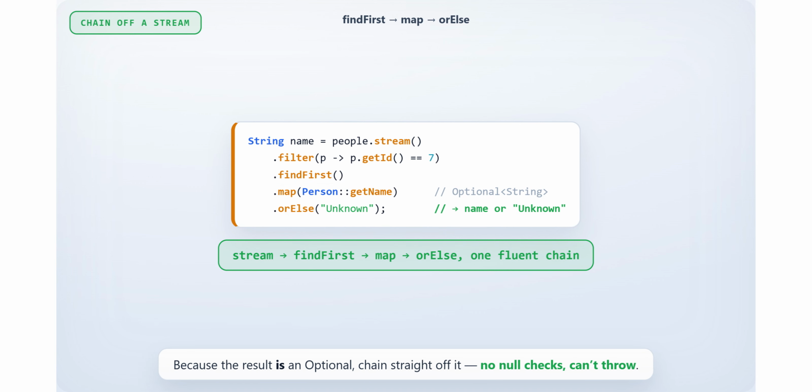And because the result is an Optional, you can chain straight off it. No null checks at all. From people, filter by ID, findFirst, map to the name, and orElse "Unknown". stream, findFirst, map, orElse. One clean, fluent chain that can never throw a NullPointerException.